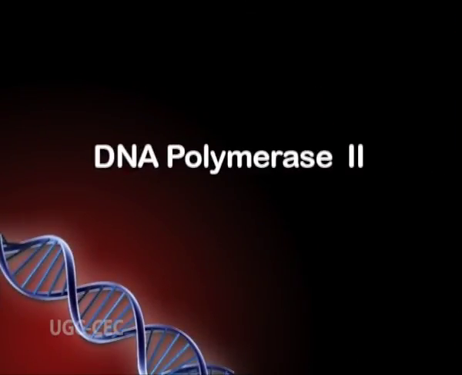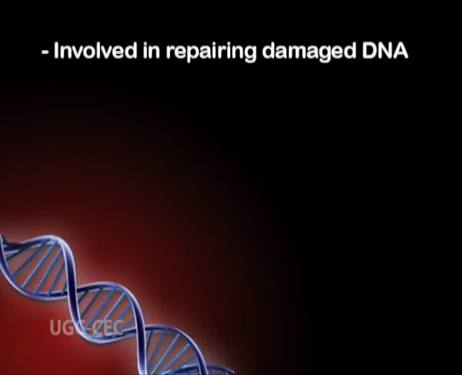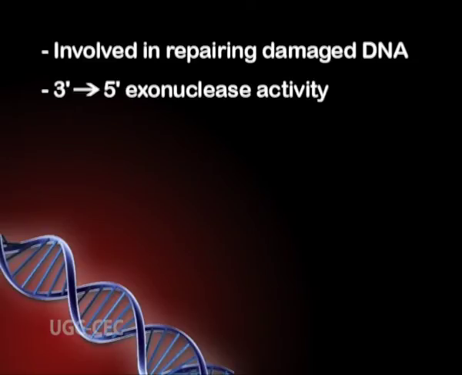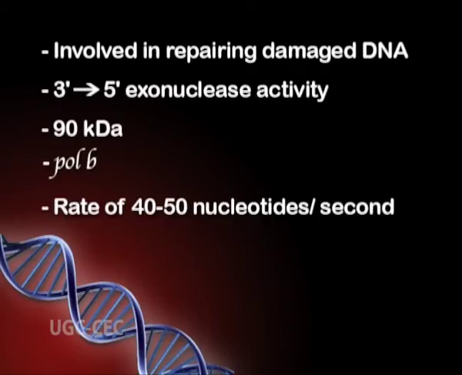DNA Polymerase II. This enzyme is involved in repairing damaged DNA and has 3' to 5' exonuclease activity. The enzyme is 90 kilodaltons in size and is coded by the Pol B gene. DNA Pol II can synthesize DNA by adding new base pairs at an average rate of 40 to 50 nucleotides per second.